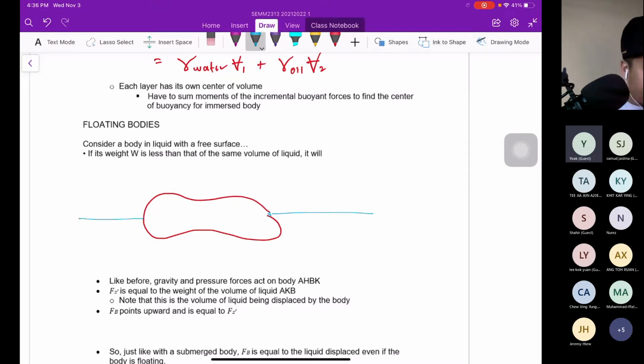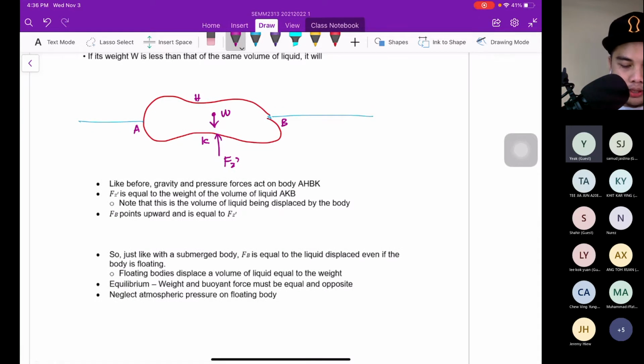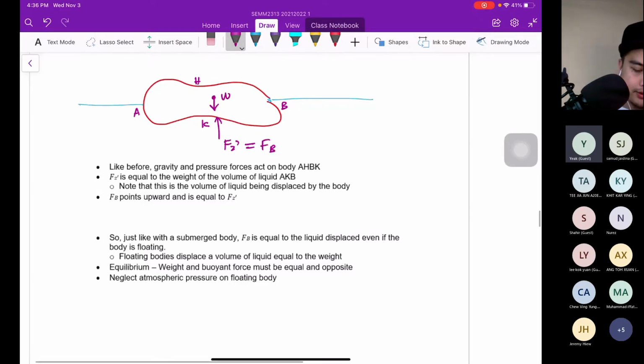Alright, so we have the case. We need to label A, B, H. Definitely we have the weight, and then we have Fz prime. Like before, the gravity and pressure force acting on the body is AHB, AKB. Fz prime is equal to the weight of the volume of liquid AKB, FB upward, buoyancy pointing upward, and it is equal to Fz. So basically this is equal to FB, the buoyancy force.